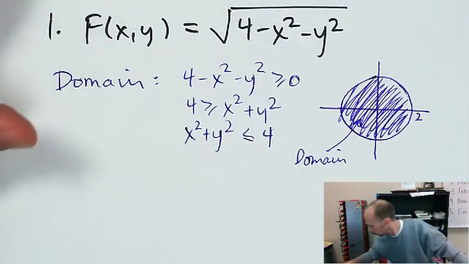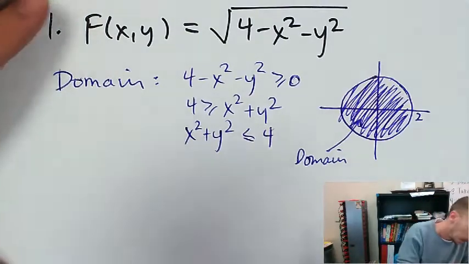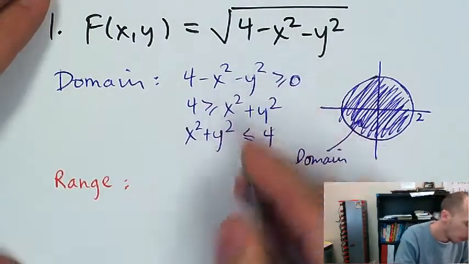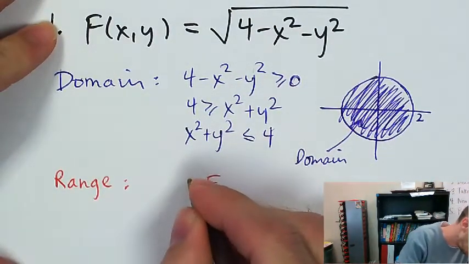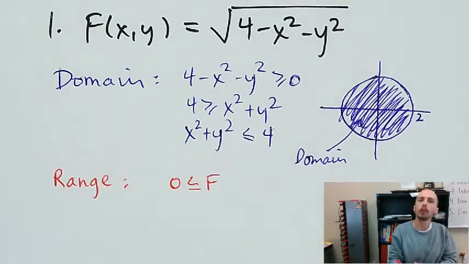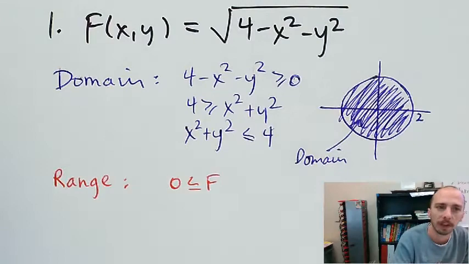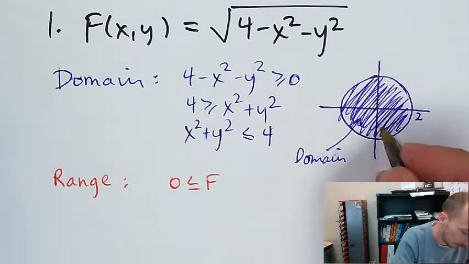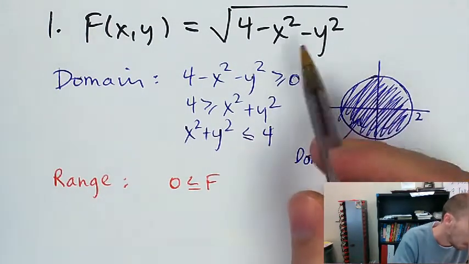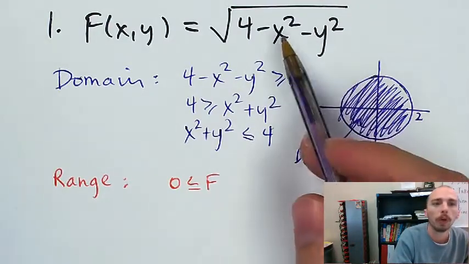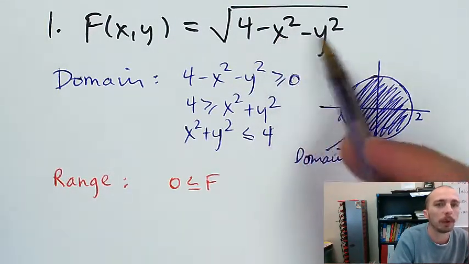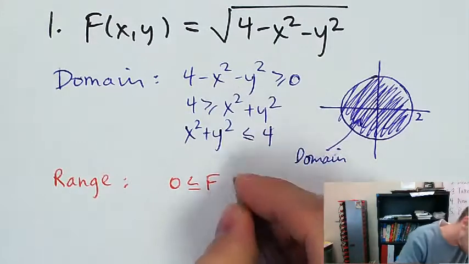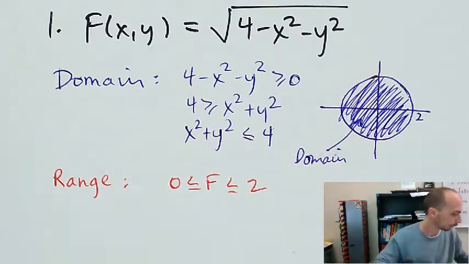Okay, so now I'm going to find the range of this. If we're taking the positive square root, I know that f is going to need to be greater than or equal to 0. But then I also need to think about what's the biggest f can be. Since x squared and y squared are always non-negative for any real x and y, I'm always subtracting from 4. The least I would be subtracting is 0 and 0 at the origin. So the greatest f could be is the square root of 4, which is 2. And that's going to be my range.